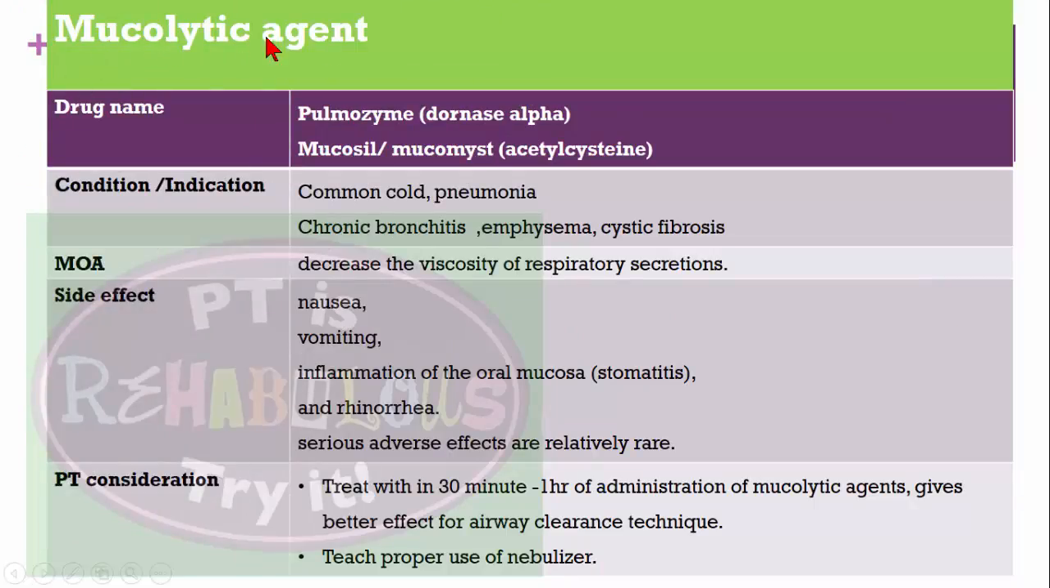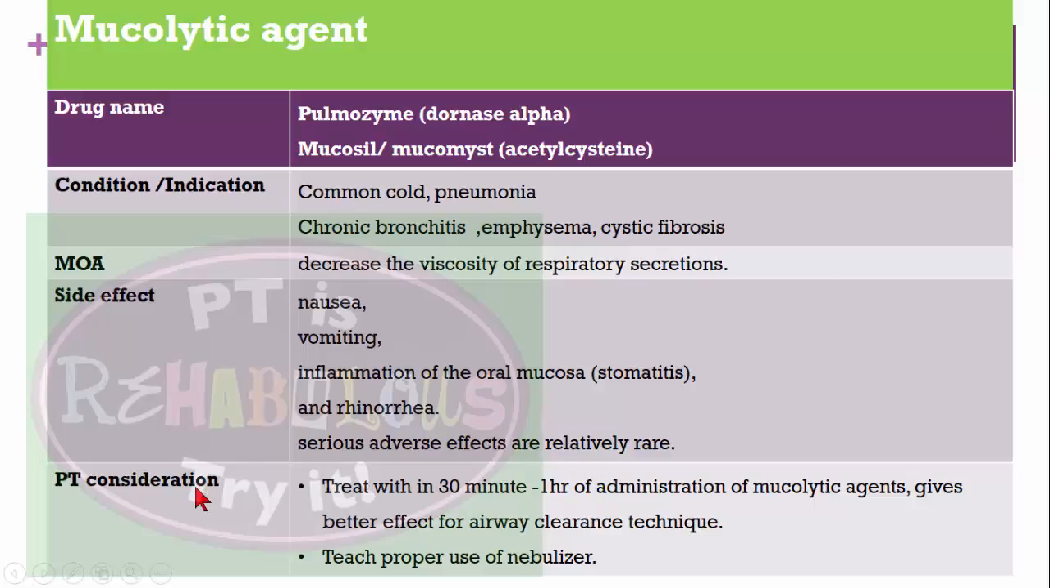Now we are going to see mucolytic agents, that is Pulmozyme, meaning dornase alfa, and Mucosil or Mucomyst, which is known as acetylcysteine. Mostly these drugs are used for common cold, pneumonia, chronic bronchitis, emphysema and cystic fibrosis. The main mechanism of action is to decrease viscosity of respiratory secretions. Side effects are nausea, vomiting, inflammation of oral mucosa and rhinorrhea. Severe adverse effects are very rare.